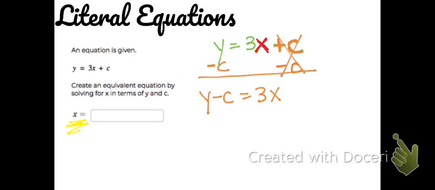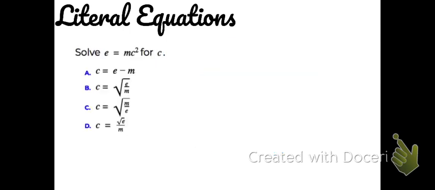Now, if we want to solve for x, it's being multiplied by 3. So we undo that multiplying by 3 by dividing by 3. Because anything divided by itself is 1. What you do on one side, you have to do on the other side as well. So the answer is y minus c, all of that divided by 3.